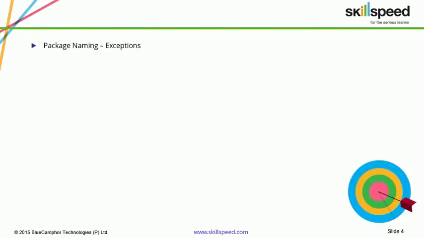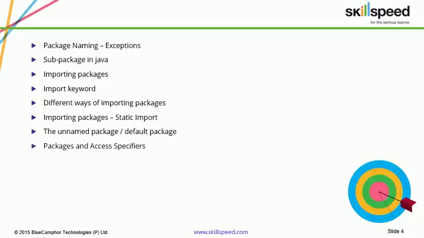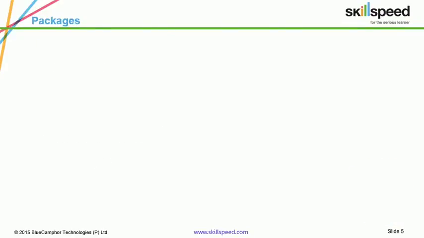Also, naming of packages and exceptions, sub-packages in Java, how to import packages, what is the import keyword and its details, different ways of importing the packages, about static import, how to import the packages with the static import, the unnamed package or the default package details, packages and the access specifiers in context of packages, and also we'll have a recap of the points that we have to remember.